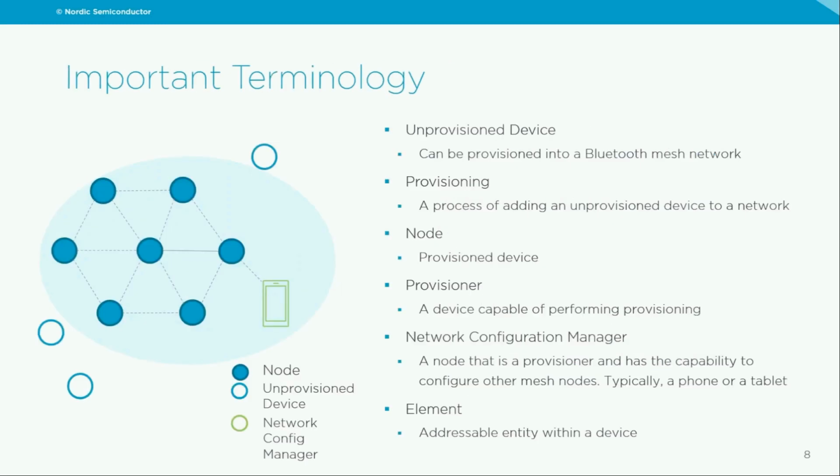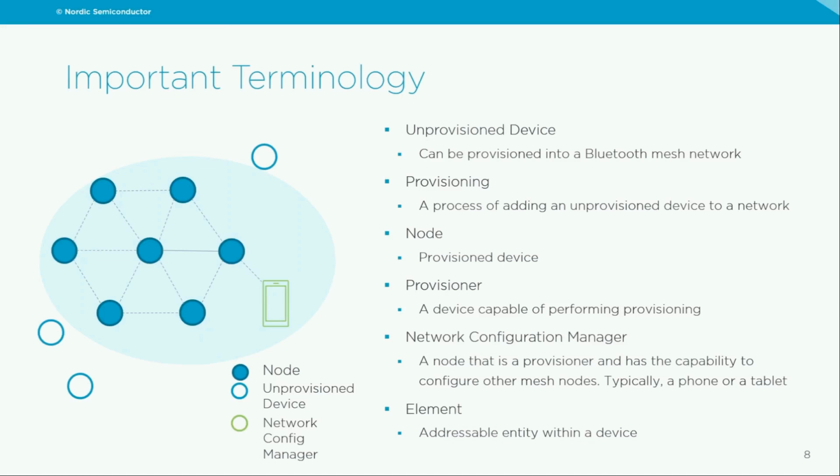Let's look at some of the important terminology that we will use throughout this presentation. An unprovisioned device is a device that can be provisioned into a Bluetooth mesh network. The process of adding an unprovisioned device to a network is called provisioning. Once the device gets provisioned, it is called a node in a mesh network. A device that is capable of performing provisioning is called a provisioner. A node that is a provisioner and has the capability to configure other mesh nodes is called a network configuration manager, typically a phone or a tablet. An addressable entity within a device is called an element.